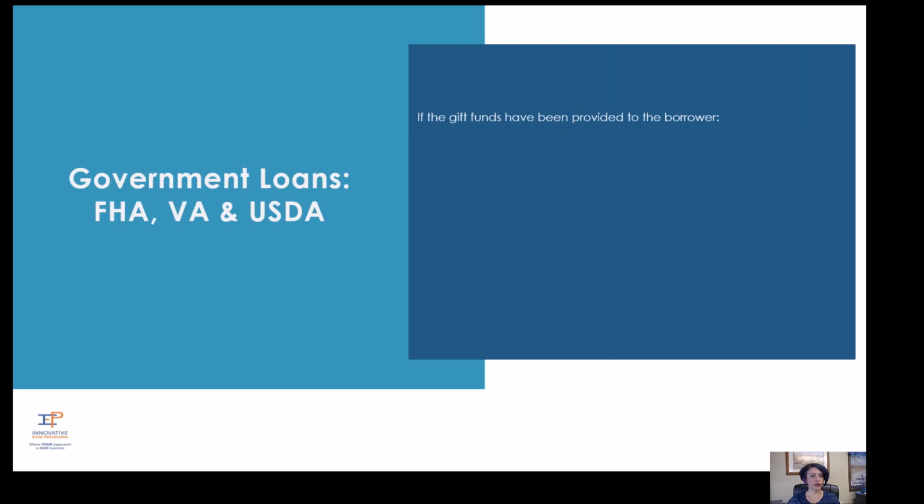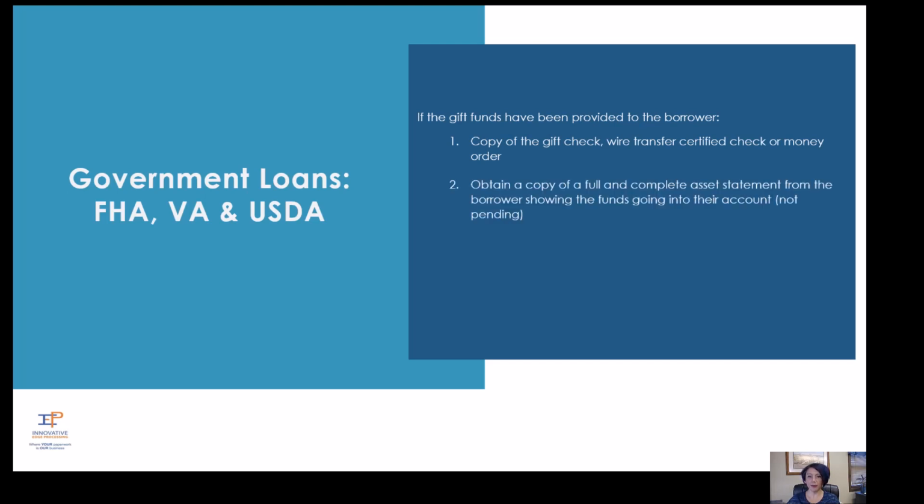Let's jump over to government loans, which are FHA, VA, and USDA. They require a little bit of different documentation. Still, the copy of the gift check, wire transfer, or bank check. A copy of the full and complete statement from the borrower showing the funds going into their account. But they do also require a full and complete 30-day bank statement showing the withdrawal and evidence of the deposit from the donor's account into the borrower's account.